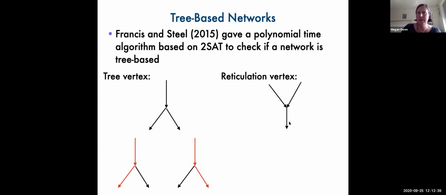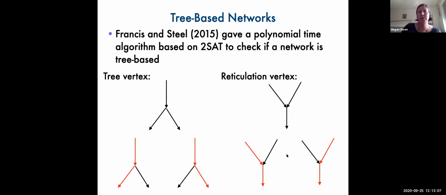And with the reticulation vertex, you can make a similar argument that either you must have this situation or you must have this situation. Again, you must have the out arc, and then one of these two. And here you can also have both of them. But with the reticulation vertex, you can't, because that would not be a tree if I had two incoming edges.